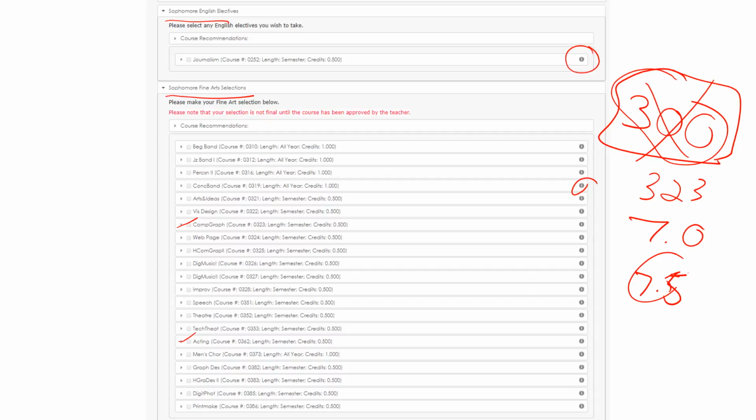Again, each one of these has a little gray information circle. Click on those. Make sure that you understand the prerequisites. Some courses you need to take another class before you can take this. So for example, you cannot take Honors Computer Graphics 2 without having taken Honors Computer Graphics 1. You cannot just register for Digital Music 2 if you did not take Digital Music 1. So please be careful and make sure you're picking classes that make logical sense in the order in which you need to take them.